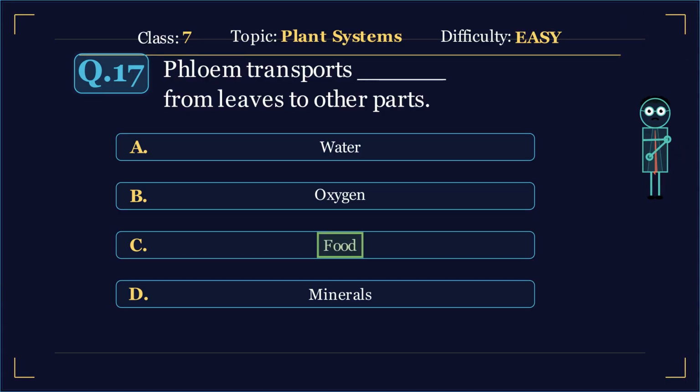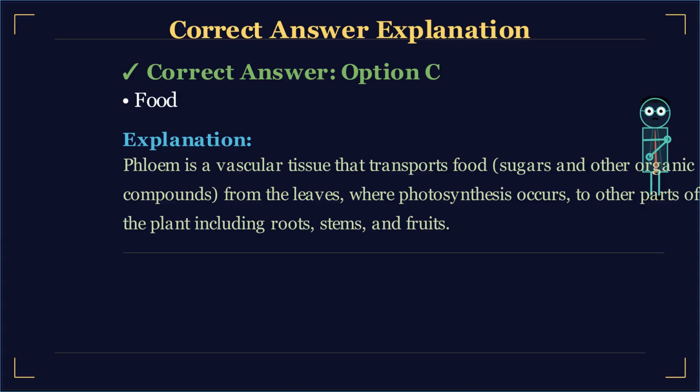The correct answer is option C. Here's the explanation for the correct answer. Phloem is a vascular tissue that transports food, sugars and other organic compounds from the leaves, where photosynthesis occurs, to other parts of the plant including roots, stems, and fruits.